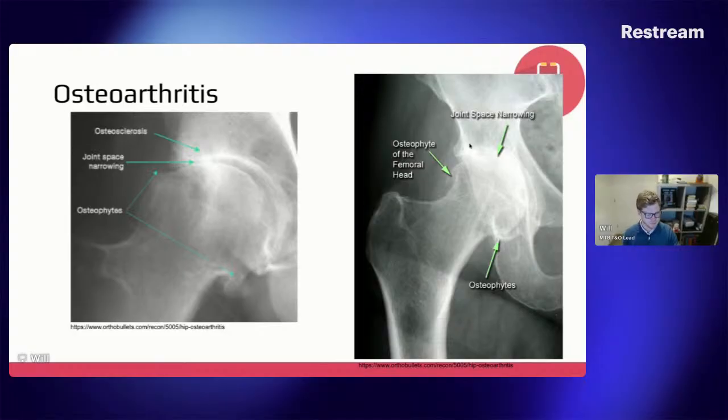Coming over to this side, you can see further joint space narrowing. You can see that bright white bone sclerosis. You can see very clear osteophytes here as well.